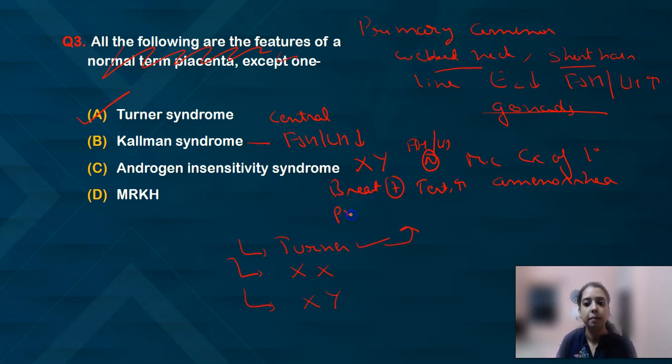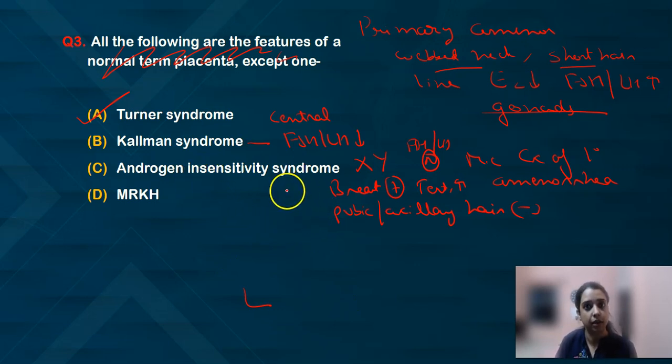Breasts are developed, but pubic and axillary hair are absent. That is typical of androgen insensitivity. If it has been given that breasts are developed, but pubic and axillary hair are absent, you will think of androgen insensitivity syndrome. Okay, and why is the breast developed? Because this high testosterone goes in the periphery and gets converted into estrogen.